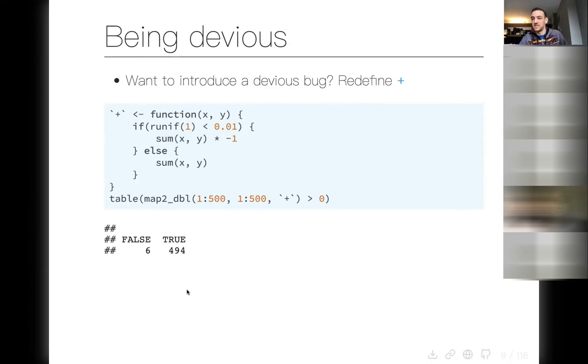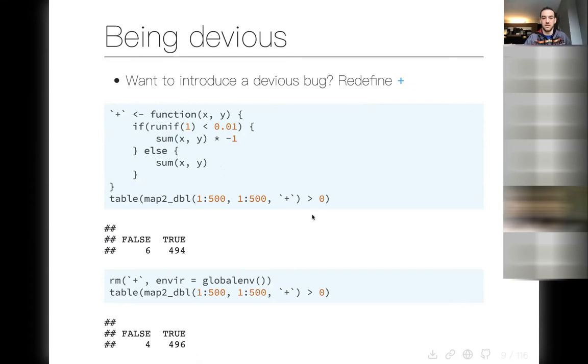Same with the minus sign, same with lots of things in R, okay? TRUE and FALSE are two that are protected, though. They are not redefinable. So in this case, I'm adding 500, this is 1 + 1, then 2 + 2, then 3 + 3, all the way up to 500, right? And then I'm saying how many of those are greater than 0? 494 of them, but 6 of them are not.